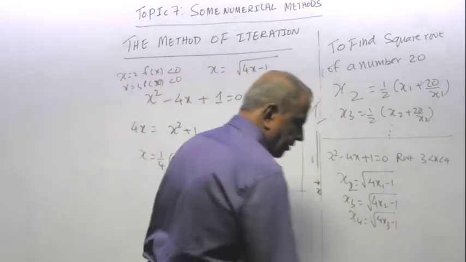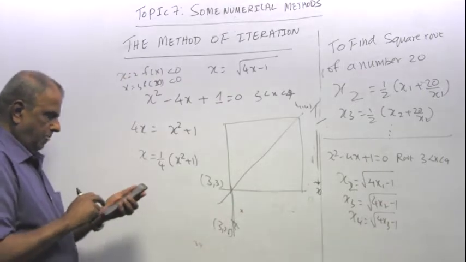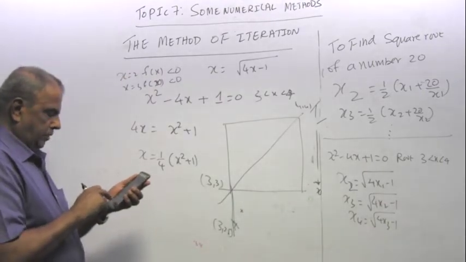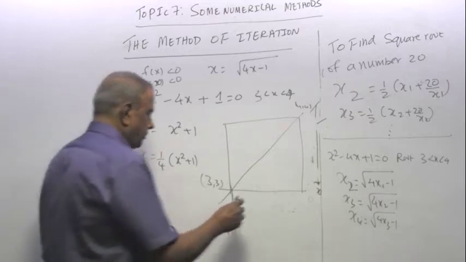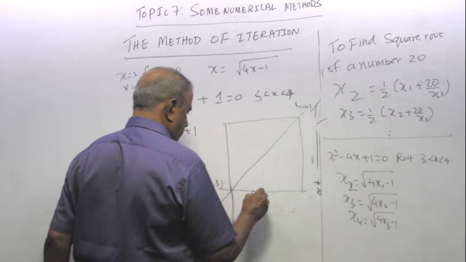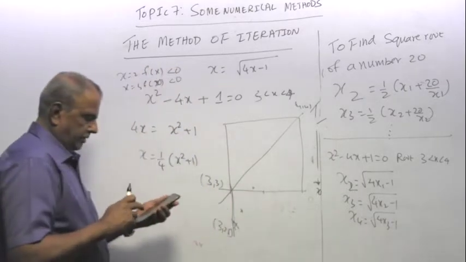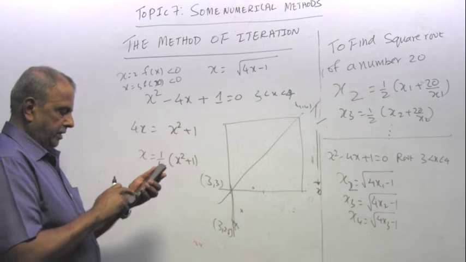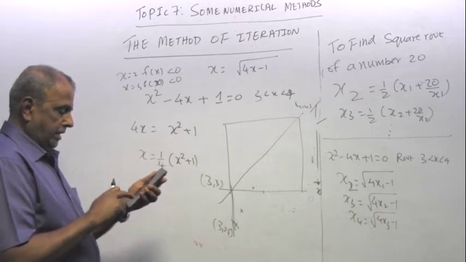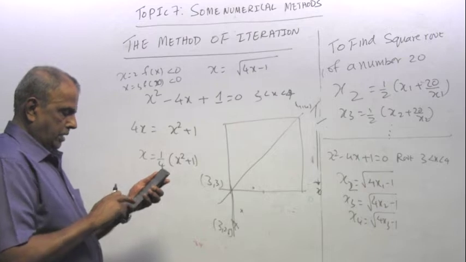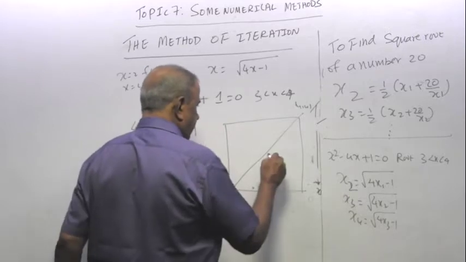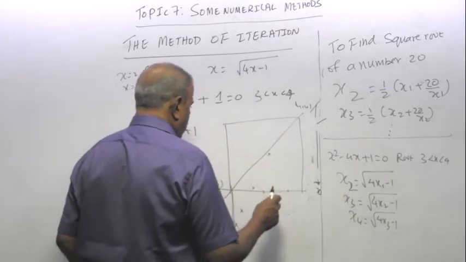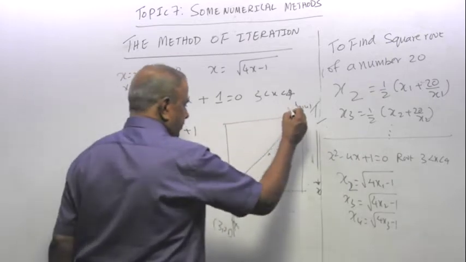And then let's look at 3.4. 3.4 squared plus 1 divided by 4 is 3.14. And then suppose I take 3.6. 3.6 squared plus 1 divided by 4 is 3.49. At 3.6 it is 3.49. At 4, squared is 17, so 4 point something.